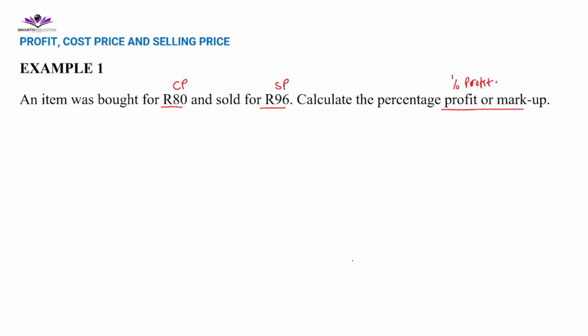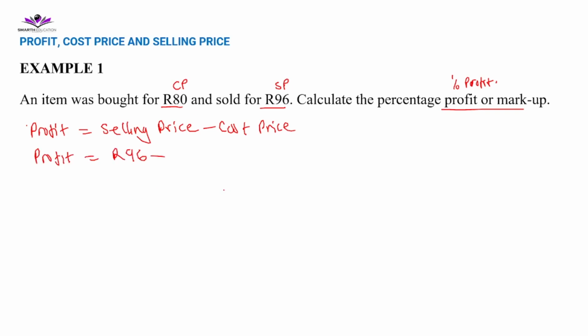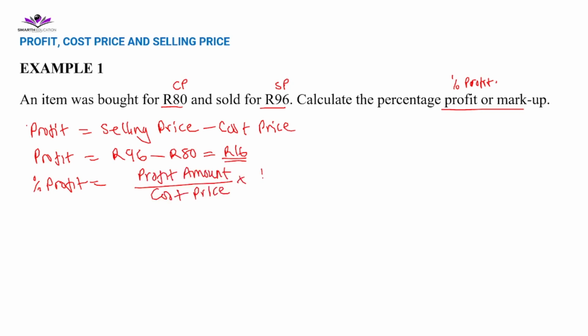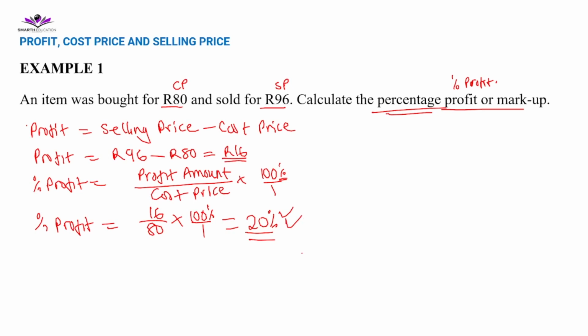Let's remember our formula. We said profit is what? Profit is selling price minus cost price. And then our selling price is 96, and then our cost price is 80 rand. So meaning that the profit is 16 rands. And then remember we say that percentage profit is equal to profit amount divided by cost price times 100% over 1. Remember, don't put the percent in the calculator, just put 100. So you can say, and then you get your 20%. We are asked to calculate the percentage profit, so this is our answer.